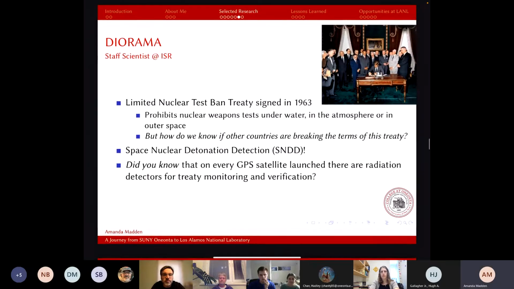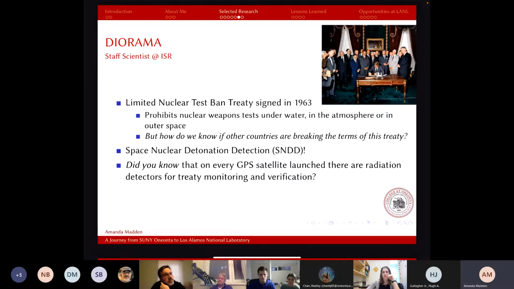All right, the last project I'll talk to you about just a little bit, it's called the Diorama Project. This is one that I worked on while I was a staff scientist in the Intelligence and Space Research Division. So I'm not sure how familiar folks are with the Limited Nuclear Test Ban Treaty, but it was signed in 1963. So here's a photo of JFK signing that in the upper right-hand corner. And the language of this treaty prohibits nuclear weapons tests underwater, in the atmosphere, or in outer space.